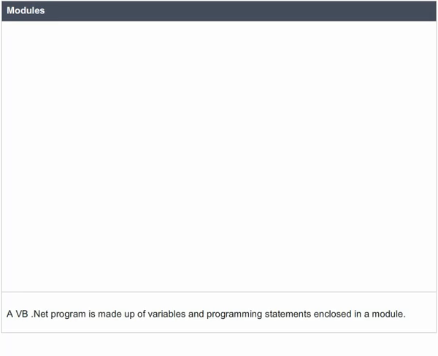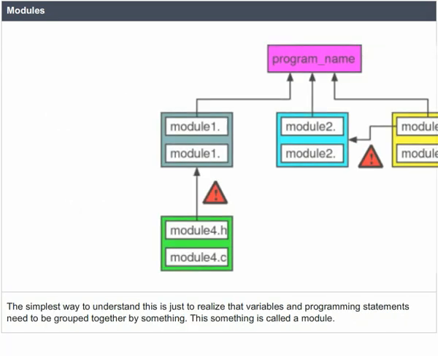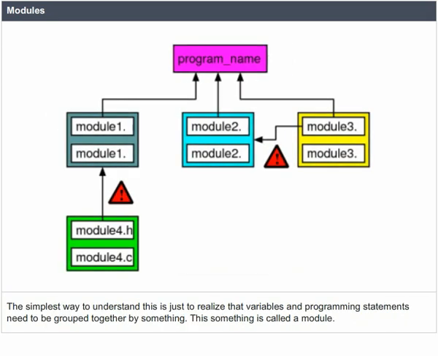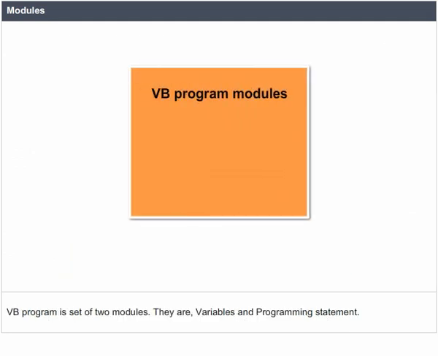Modules. A VB.NET program is made up of variables and programming statements enclosed in a module. The simplest way to understand this is just to realize that variables and programming statements need to be grouped together by something. This something is called a module. A VB program is a set of two parts: variables and programming statements.